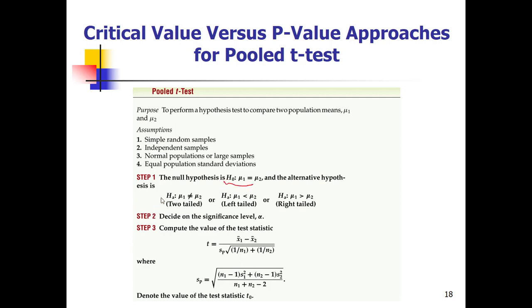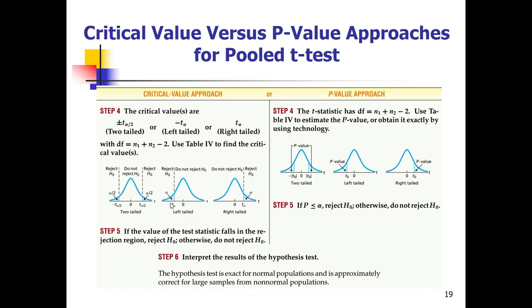We define our alternative hypothesis. Then we have to know our significance level. We go find our t. We go find our SP. We calculate t. Then after that, if it's the t-test, the pooled t-test, we go through this approach. If it's the p-value approach, we go through this approach, this way.